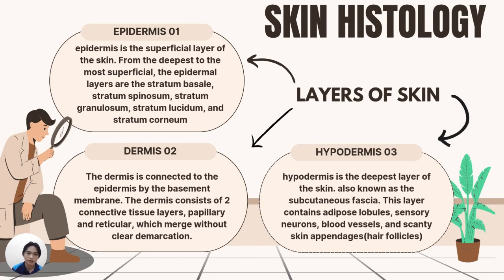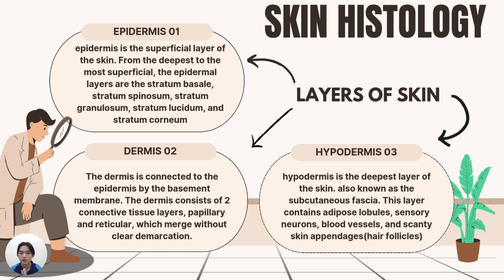The layers of the skin. As I just mentioned, there's epidermis, dermis, and hypodermis. So what's the difference between these three layers? The epidermis is the most superficial layer of the skin. From the deepest to the most superficial, we have the stratum basale, stratum spinosum, stratum granulosum, stratum lucidum, and stratum corneum. All of these layers have their own specificity and function.